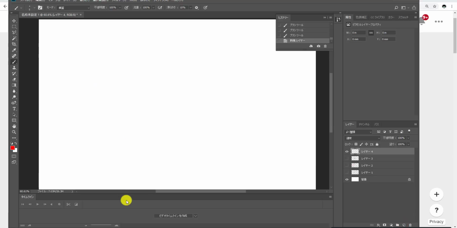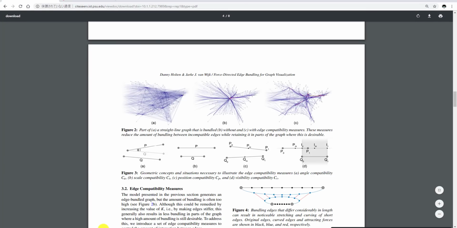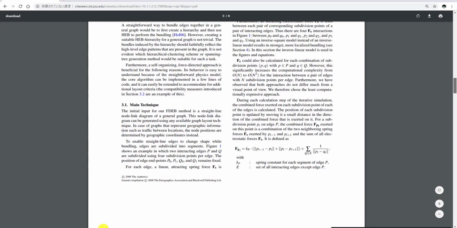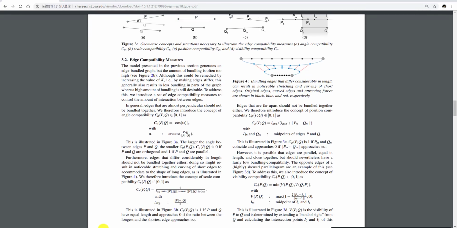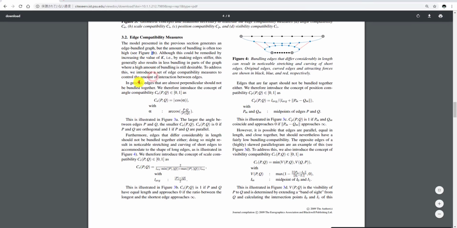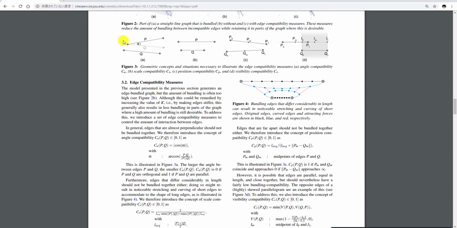First, let's look at the paper. Here is where it explains how you can calculate a compatibility, and there are four types. One type is shown in image A, which is angle compatibility.